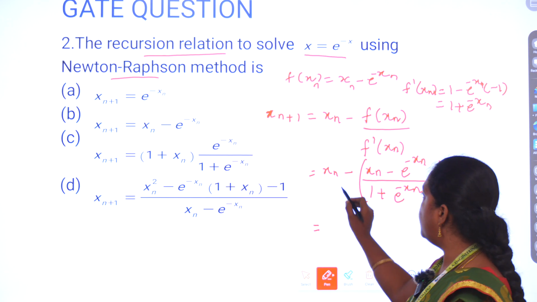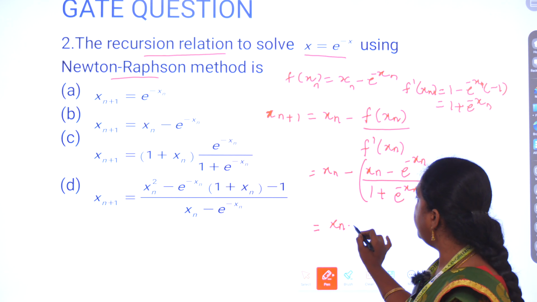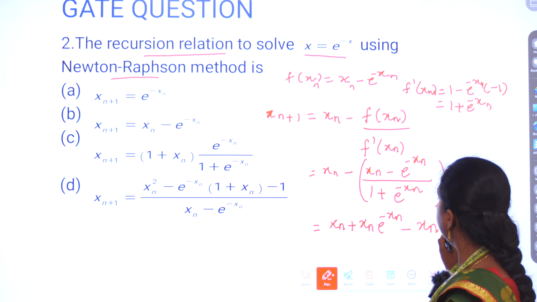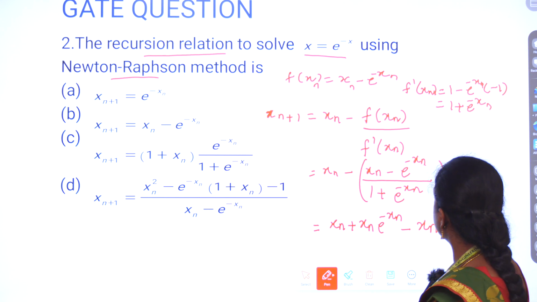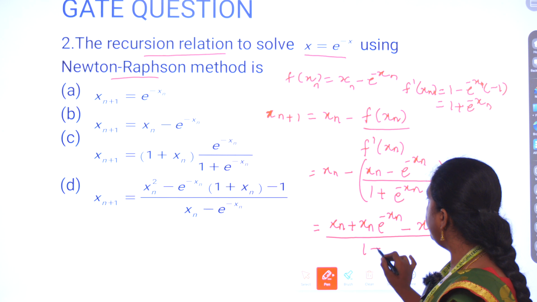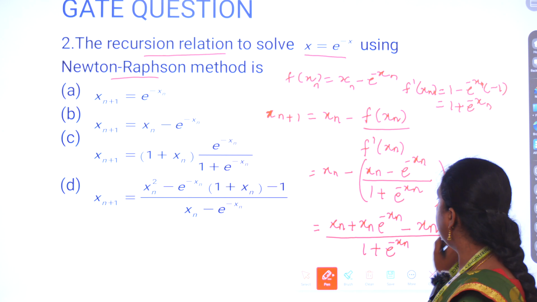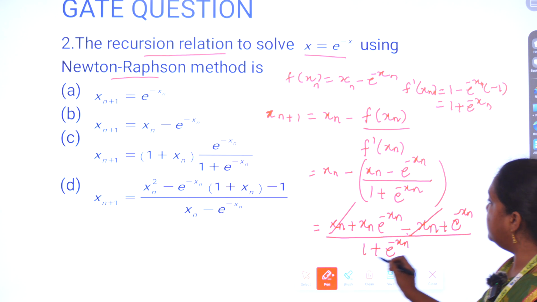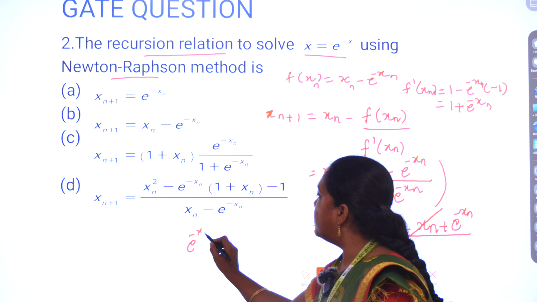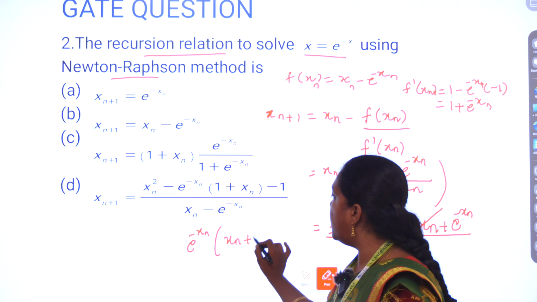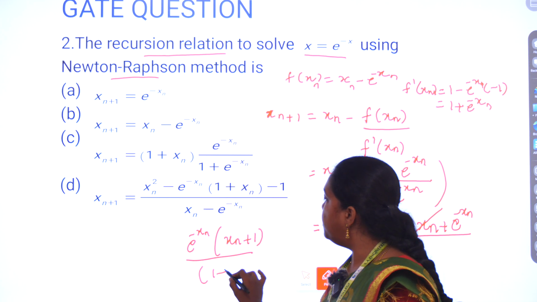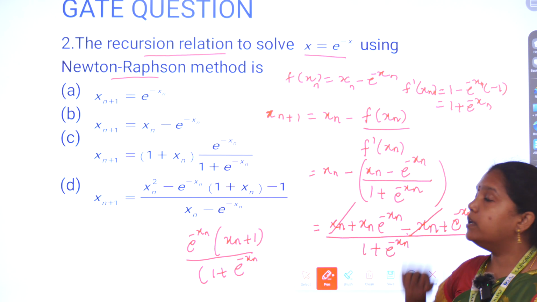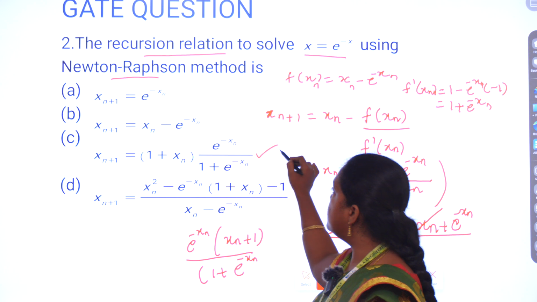On simplifying this, we will cross multiply: xn plus xn e power minus xn minus xn plus e power minus xn, divided by 1 plus e power minus xn. Plus xn minus xn will get cancelled. Taking e power minus xn common, you will get xn plus 1 divided by 1 plus e power minus xn. This is the recurrence relation of the given equation. That is nothing but option C is the right one.